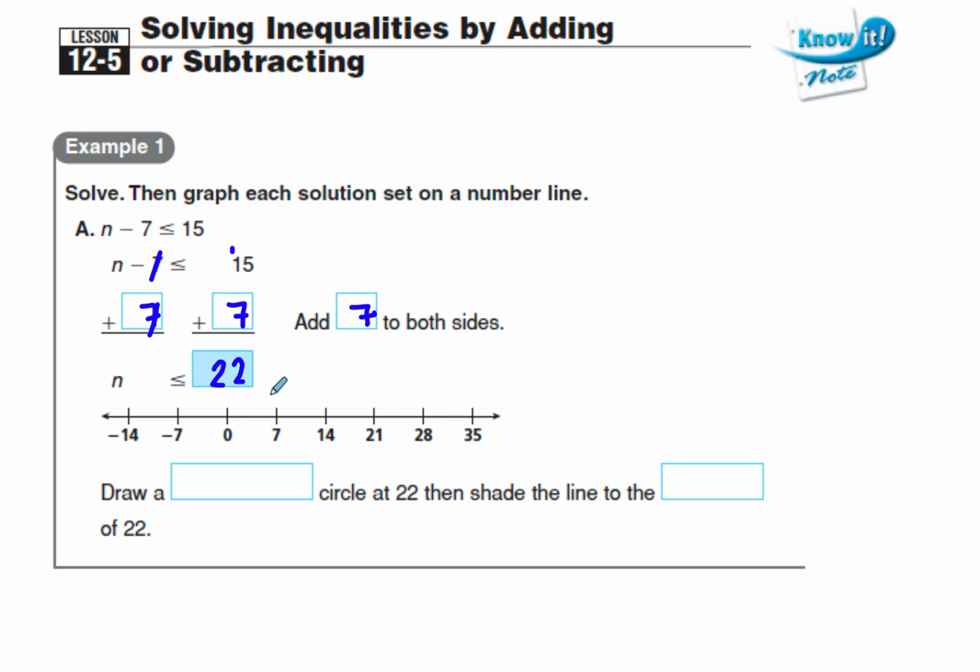All right, so I'm not sure why they went up by 7s on their number line. It's a little strange. 22 would be about here. So I would need a closed circle because it could equal 22. And then I'm going to shade to the left because all of those values are less than 22. So we did a closed circle, and then we shaded the line to the left.